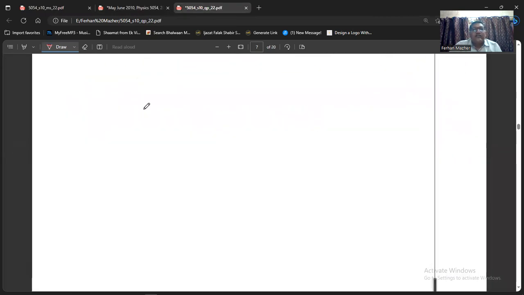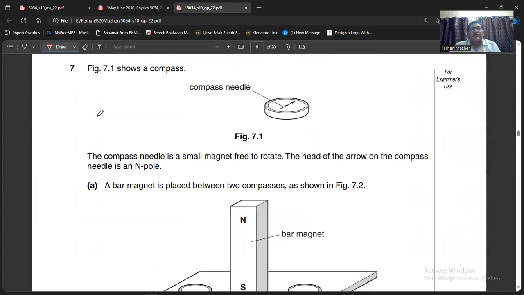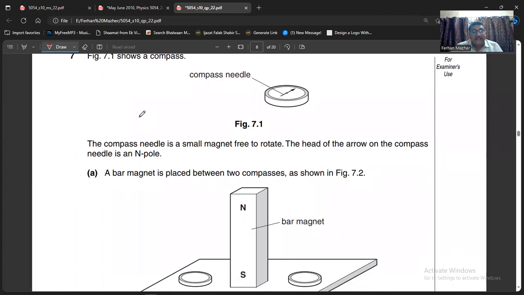So let's go to the next question. The next question is question number 7. It says figure 7.1 shows a compass. This is the compass needle. Remember, the compass needle is magnetized. It's a metal, it's made of steel, and it is magnetized. The compass needle is a small magnet free to rotate. The head of the arrow on the compass needle is a north pole.